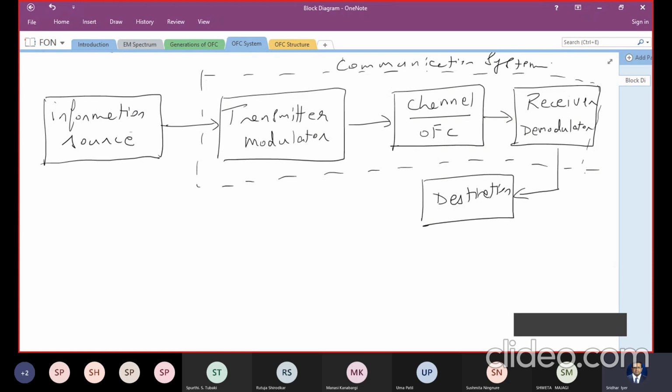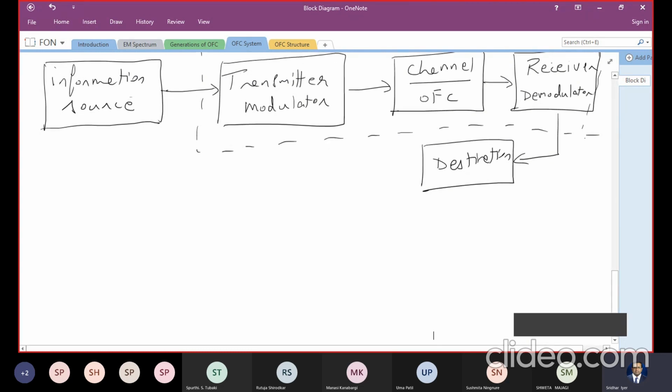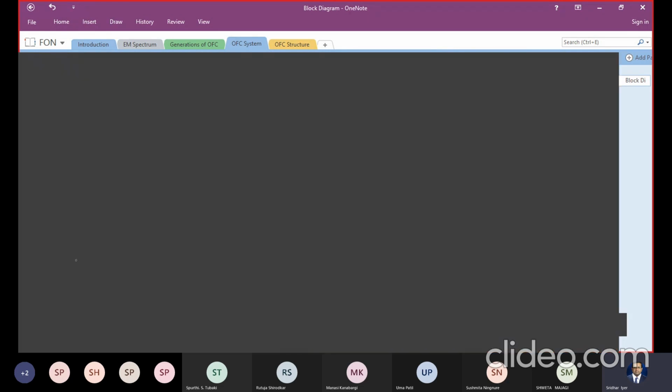Once the signal is received by the receiver, you demodulate it, and then you go ahead with passing it to the destination. Okay. Now this is a general communication system. Now let's see what happens in the OFC system specifically. So instead of writing information source, I'm just going to write source.